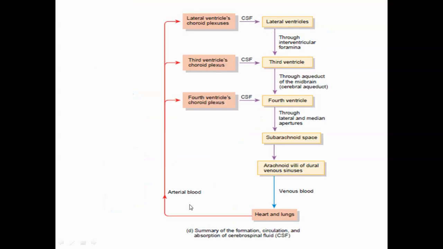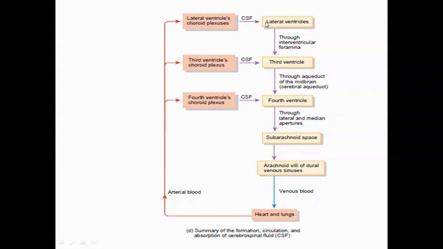And this is a summary of the formation, circulation, and absorption of the cerebrospinal fluid. See here, the blood from the heart and the lungs is carried through the arterial blood. It flows into the lateral ventricle, third ventricle, and the fourth ventricle. The choroid plexus present in the lateral, third, and fourth ventricles is capable of producing the CSF. With the help of these ependymal cells and the choroid plexus, they filter the blood vessel and also secrete some fluid to form the final CSF.